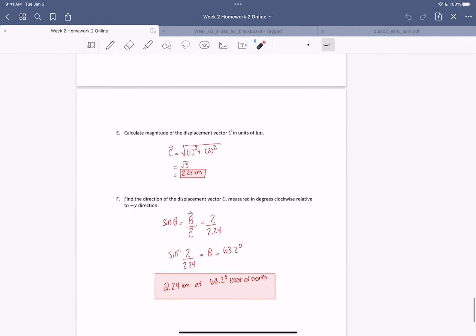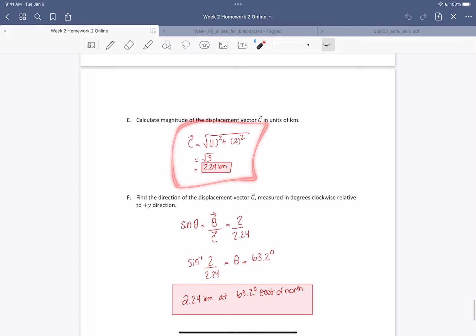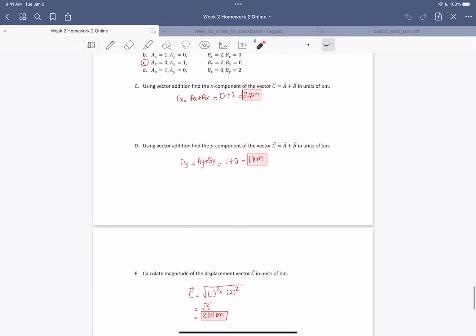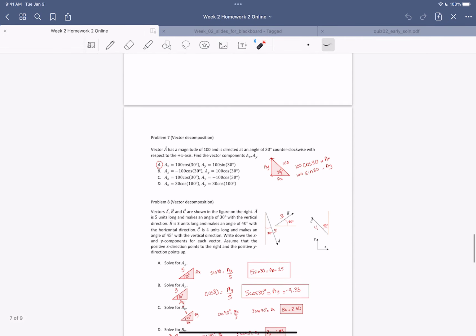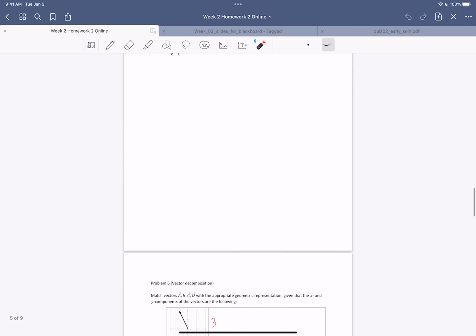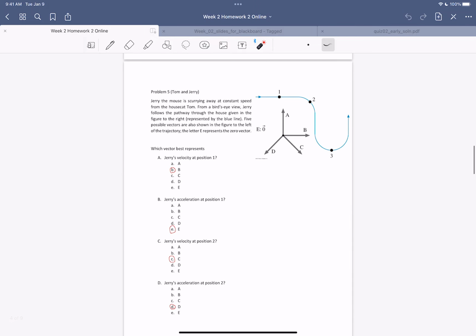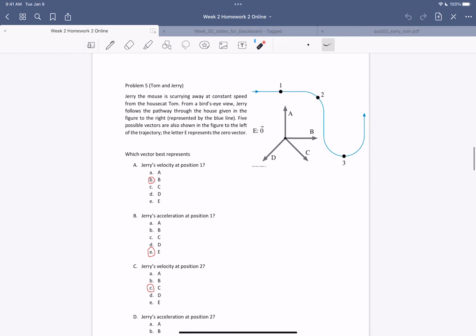The only added component is that they help you practice the Pythagorean theorem and recognize how to calculate the final magnitude of a resultant vector. So I would go over problem 9 as well. Let's see here. Now, this is important too.